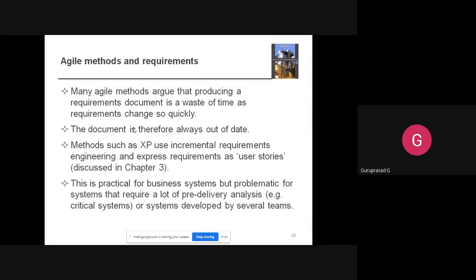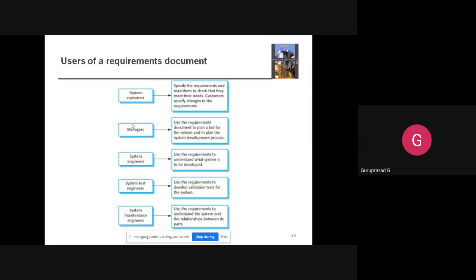Now we'll move on; the agile methods we'll come to later. Who are the users of the requirements document? This is again a topic to be discussed. You see the table there: system customers, managers, system engineers, system test engineers, and system maintenance engineers.